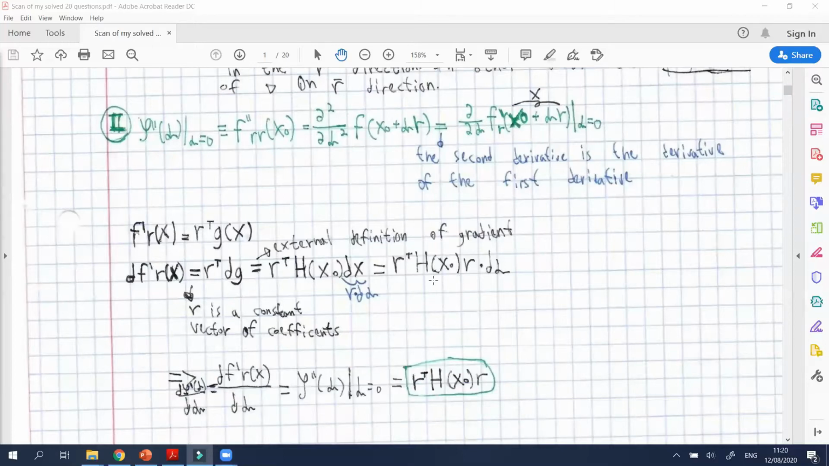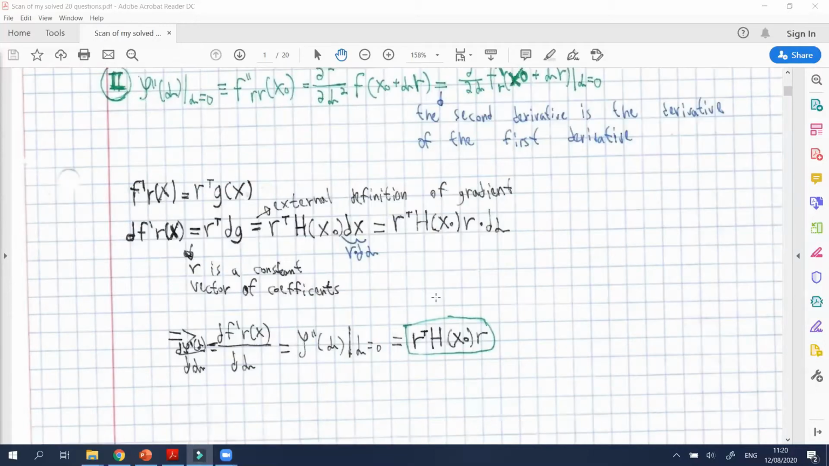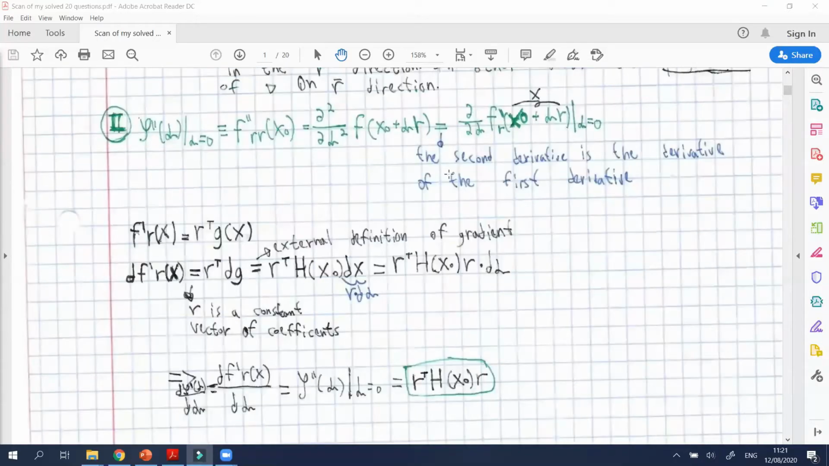Which is r transpose Hessian at point x0, because we are interested in the second directional derivative at point x0, just in direction r and not in the direction of the gradient, as I have explained moments ago, times d alpha. And we can write it in a few ways, as you see, by definitions. And by the definition of gradient, the second directional derivative is the gradient in a specific direction of the first directional derivative.